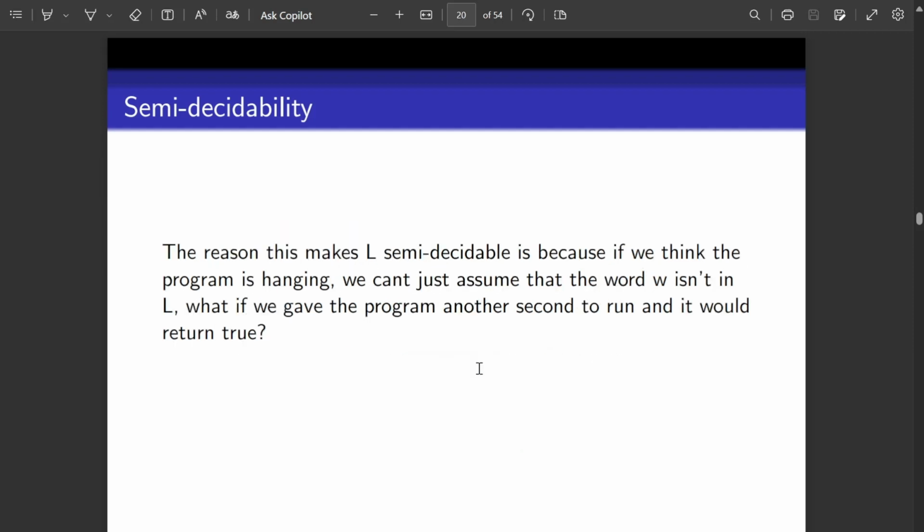So how does this make L semi-decidable? Well, if you think about this program that's hanging forever, you can't just stop the program at an arbitrary point and say, oh, okay, this program's hanging because this word isn't in the language. What if we gave this program another 5 seconds to run, and it actually returned that the word was in the language? We can't cleanly say whether the program's hanging because it's taking a long time to process the word, or because the word actually isn't in the language. Does that make sense to everyone?